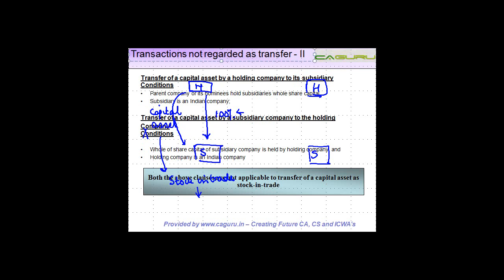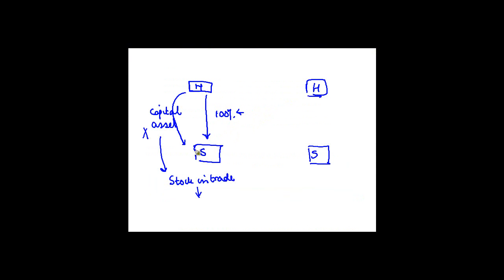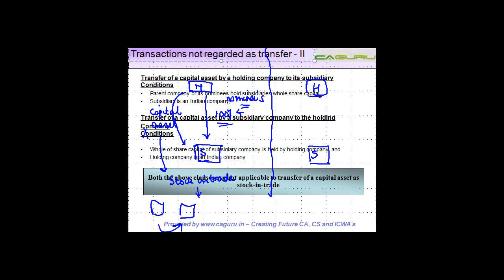there are two conditions attached to this, which are what? The parent company or its nominees hold the subsidiary's whole share capital. There has to be an apostrophe out here. This means that this holding company should own 100% of the subsidiary directly or through its nominees, right? So when you own the entire share capital, then again, this is that same concept. If I pick something from one pocket and put it in the other, and I'm already owning 100% of this company, effectively it is under my control, right? So the transfer of a capital asset is not treated as a transfer and therefore is not chargeable to capital gains tax.